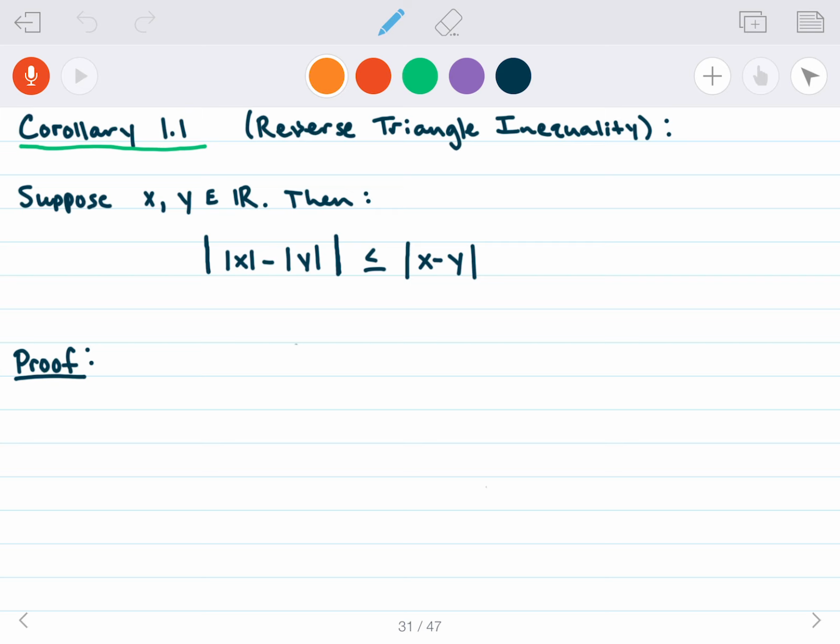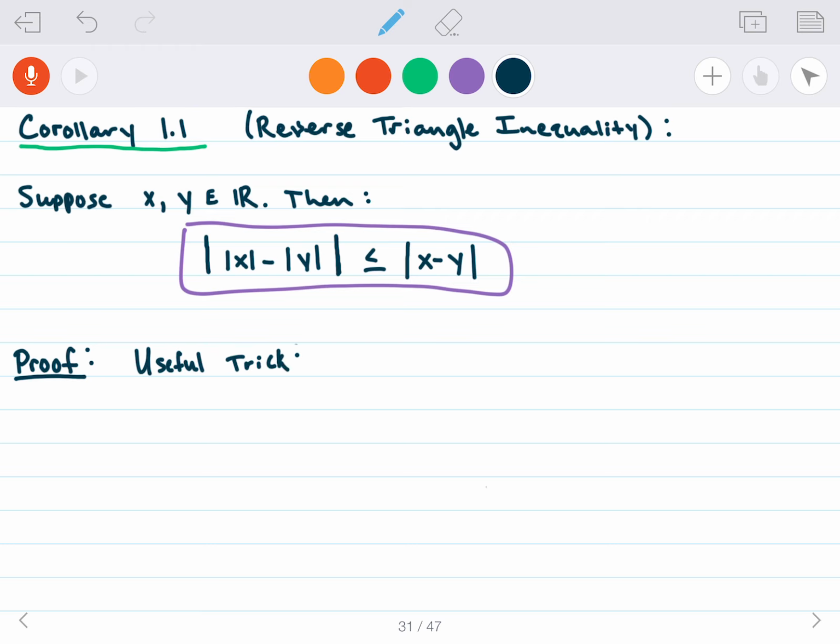Okay, so let's go ahead and prove this nice little corollary of the triangle inequality, which is called the reverse triangle inequality. And I'm going to show you a little trick that can be really, really useful. Okay, so here's the useful trick. The absolute value of y, we can write it in a sneaky way as the absolute value of y minus x plus x. Right? Negative x plus x is just 0, so this is the sneaky trick so that we can use the triangle inequality, right? Because now we have two things inside the absolute value bar.